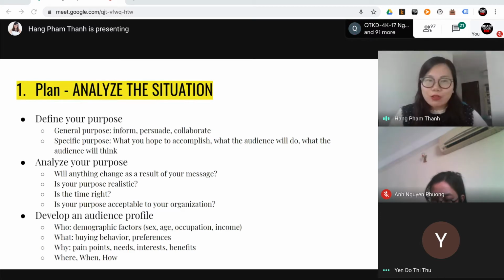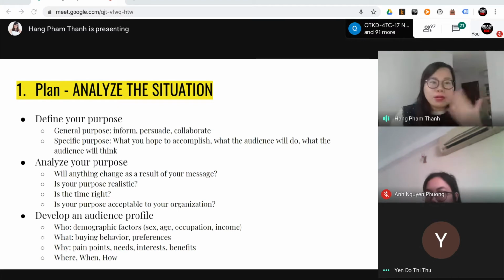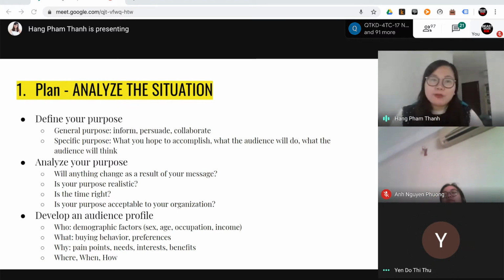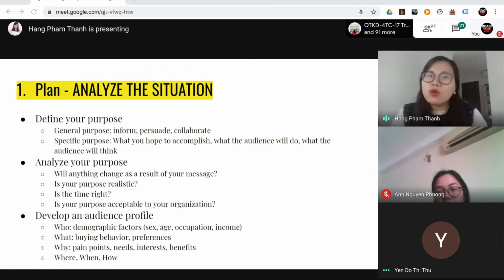When you know how to apply the you viewpoint, then you will know why we should define your purpose. Your purpose may be different in different situations: maybe to inform the audience, to persuade them to do something, or to collaborate with them on a mutual project or task. After the general purpose, you may have a more specific purpose. For example, what in particular do you want to accomplish, what you want the audience to do, or what you want the audience to think.